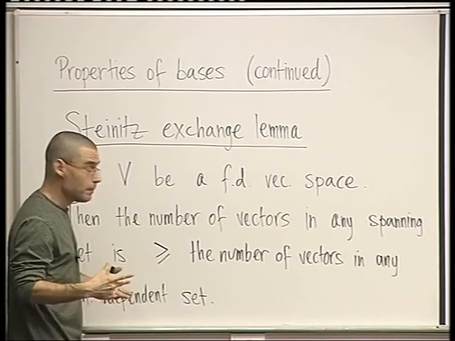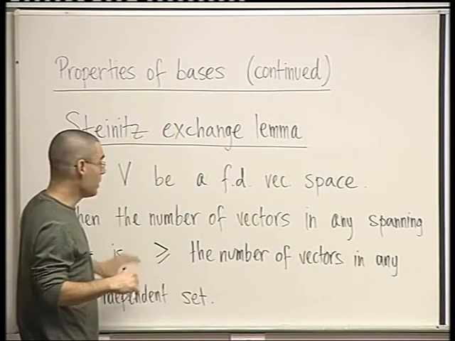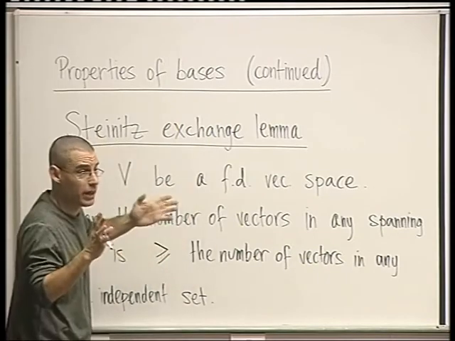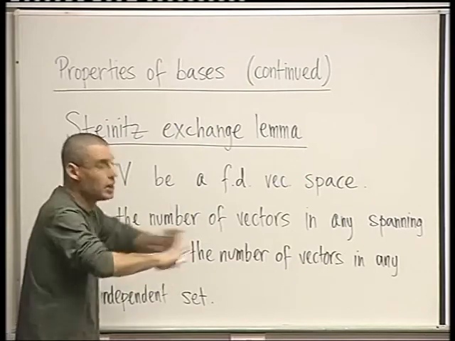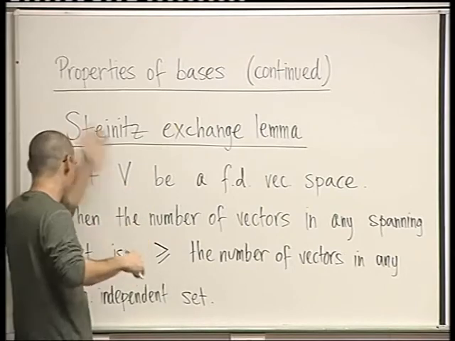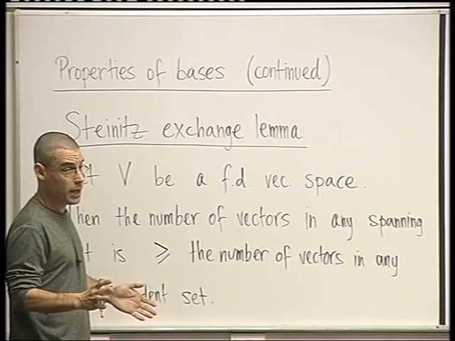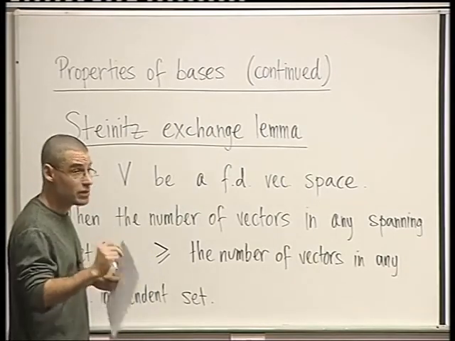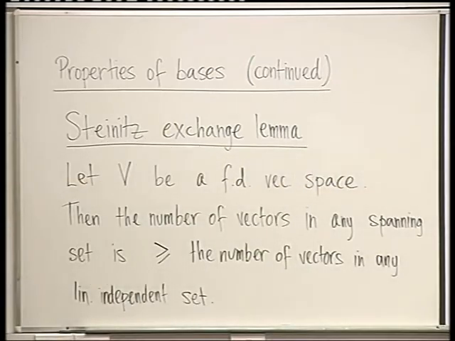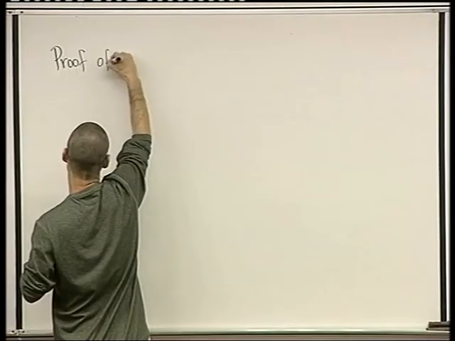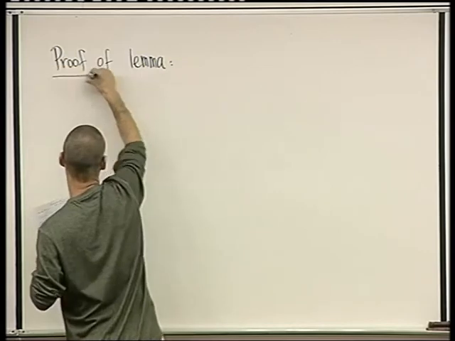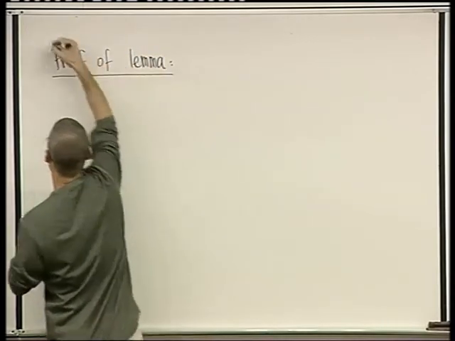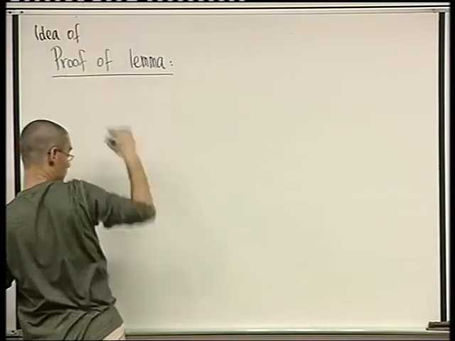For simplicity, I'm not going to write a full-fledged proof of this. I'm going to restrict to a simpler case where I take one set with three elements and the other set with four elements. But that's going to exhibit all the ideas. Generalizing to a general proof with m elements and n elements is just writing a bit more. The ideas are precisely the same. So, idea of the proof of the lemma.